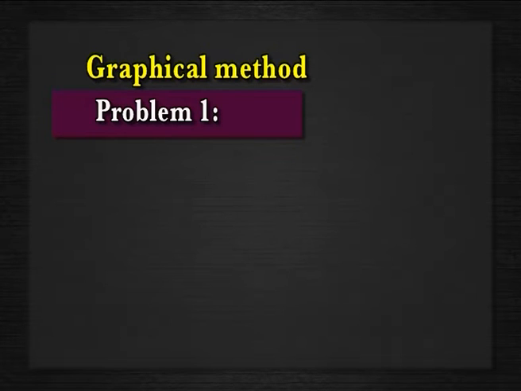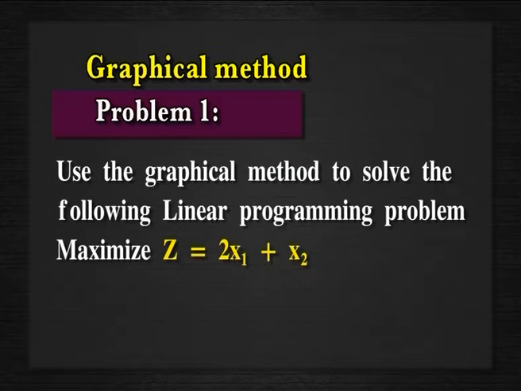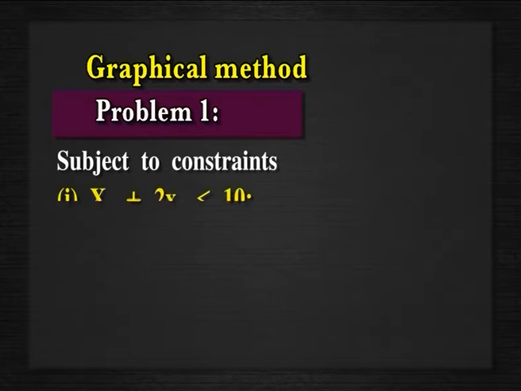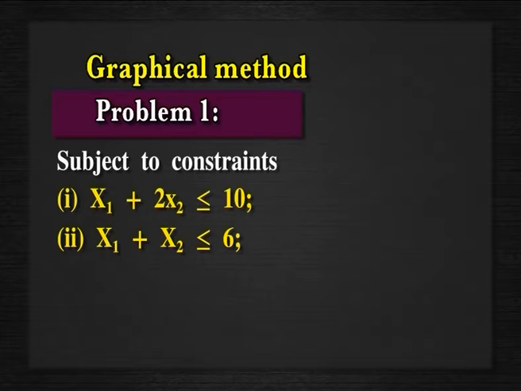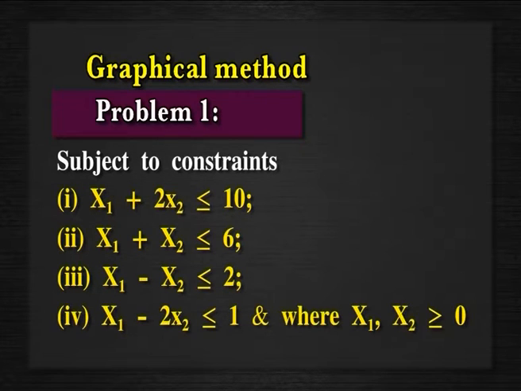Problem 1. Use the graphical method to solve the following linear programming problem. Maximize z = 2x1 + x2 subject to constraints. First, x1 + 2x2 ≤ 10. Second, x1 + x2 ≤ 6. Third, x1 - x2 ≤ 2. Fourth, x1 - 2x2 ≤ 1, where x1, x2 ≥ 0.